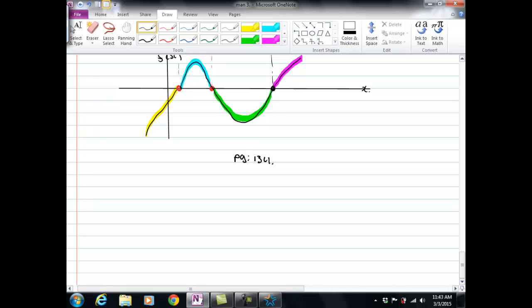Page 134. Number 9a, 13, 2, 17. You're only going to do odd. 25.